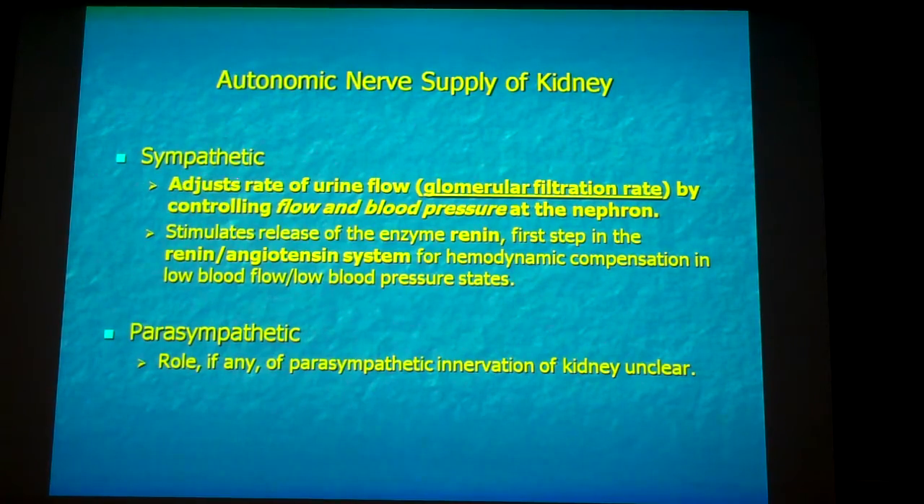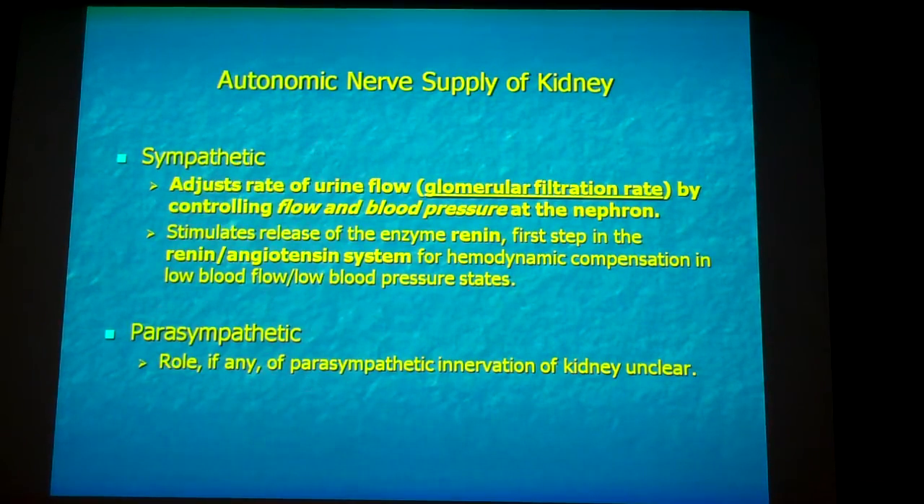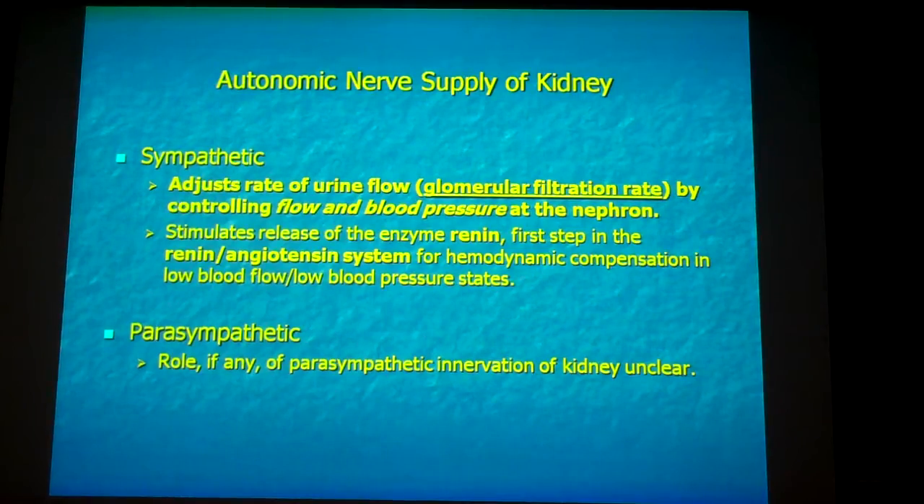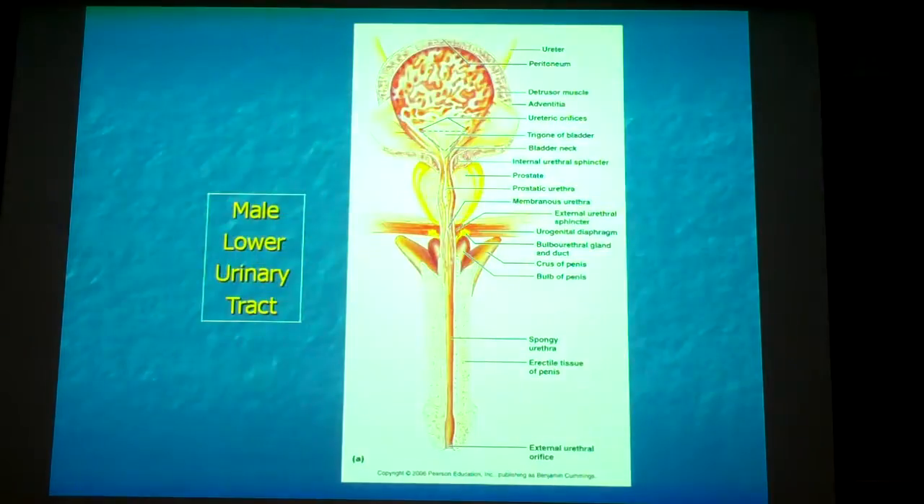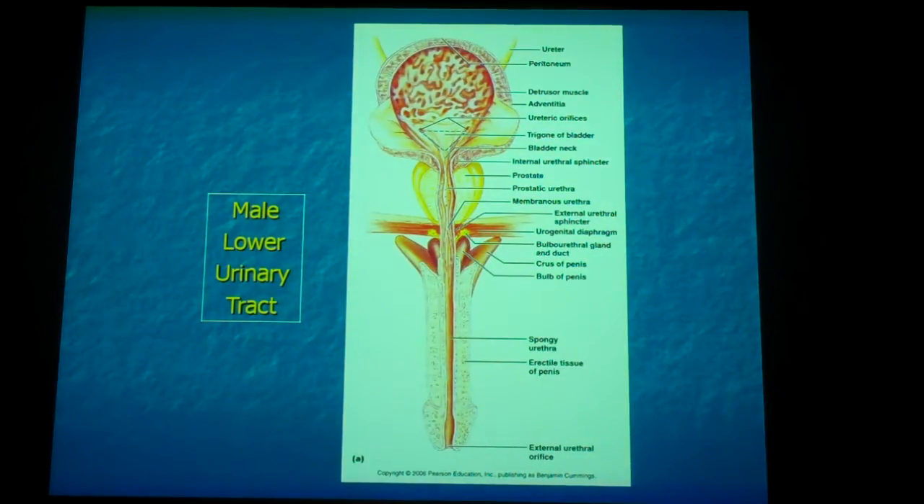So sympathetic input is going to have a role in controlling blood flow and blood pressure in the nephron. We will also find out that sympathetic discharge is one of the causes of release of this enzyme right here, renin, which is going to initiate the renin-angiotensin system that we'll talk about later.